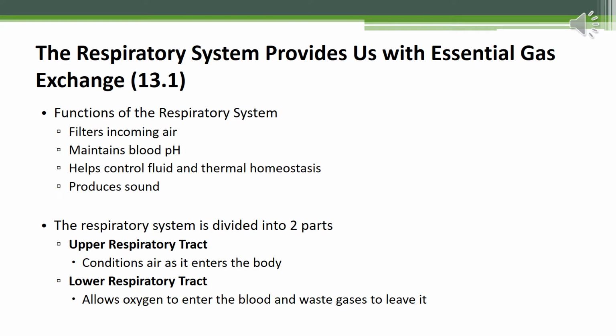The respiratory system is divided into two parts. The upper respiratory tract, which primarily conditions air as it enters the body, and the lower respiratory tract, which allows oxygen to enter the blood and waste gases to leave it.